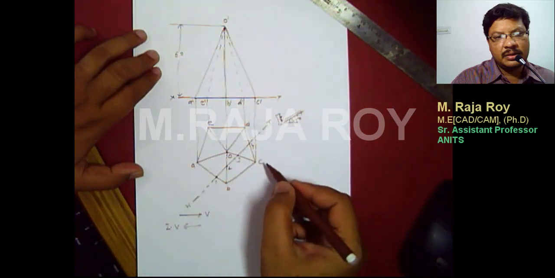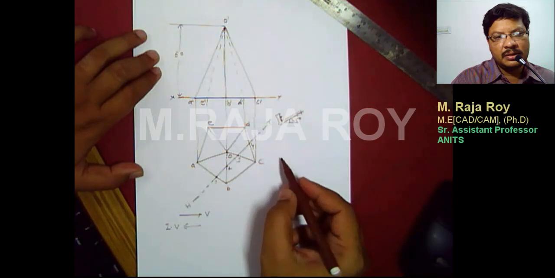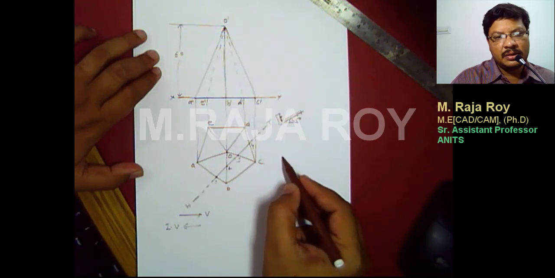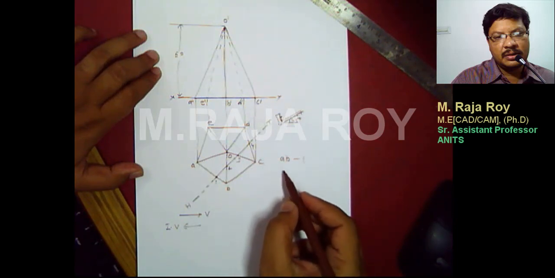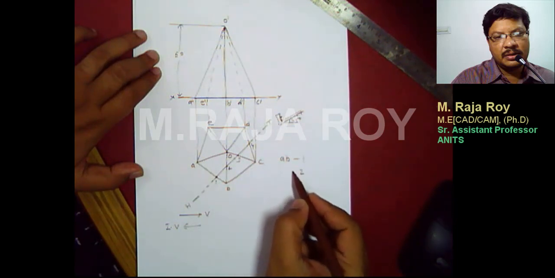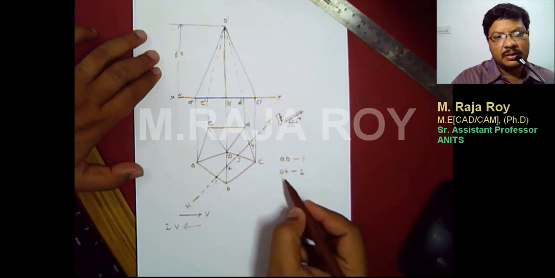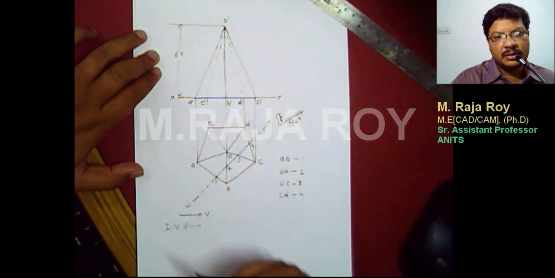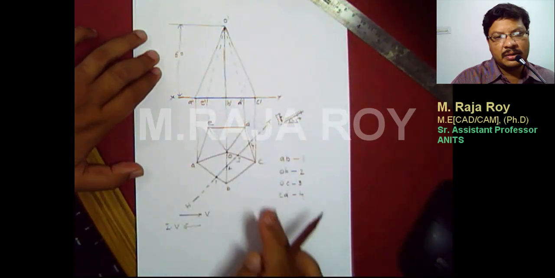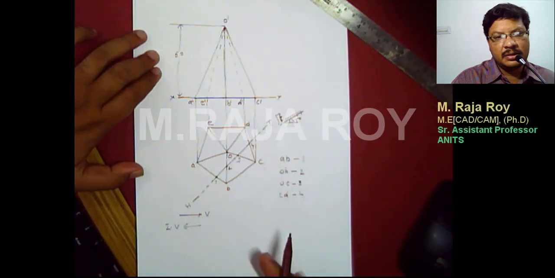Now I will mark the point details here. On AB edge I am getting 1. Next, point 2 is on OB. Point 3 is on OC. Point 4 is on CD. Now when I am transferring to the front view, I have to get all these points.